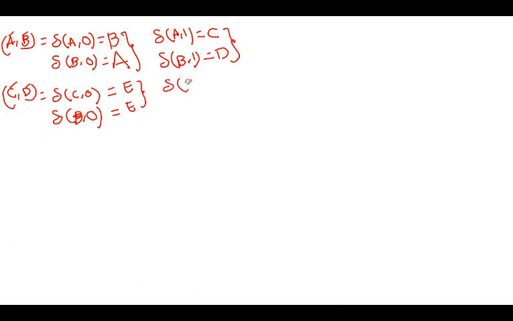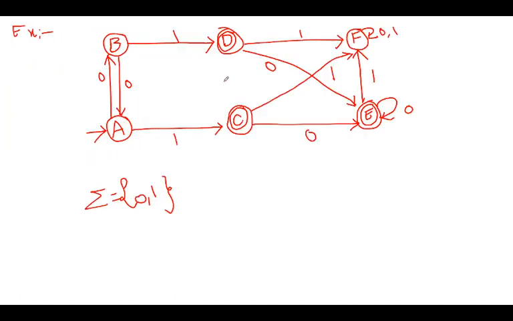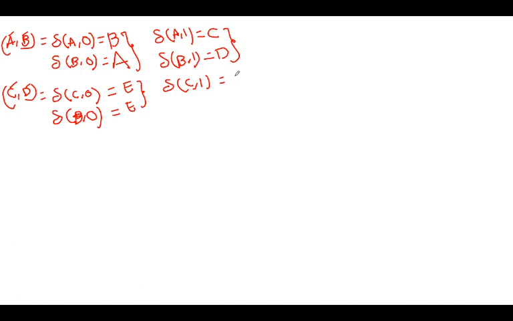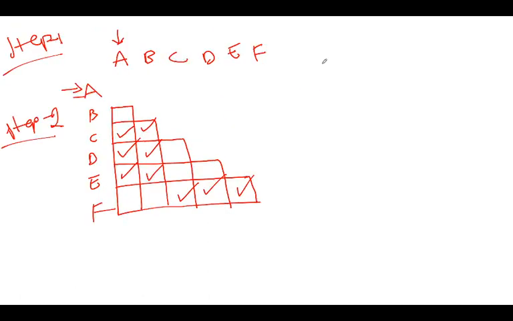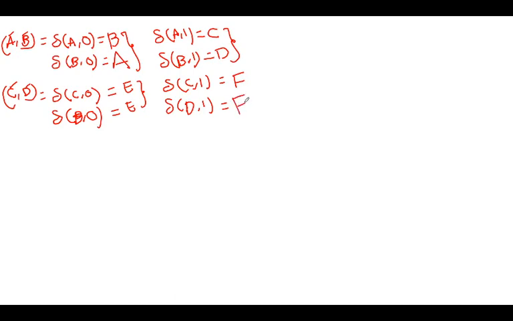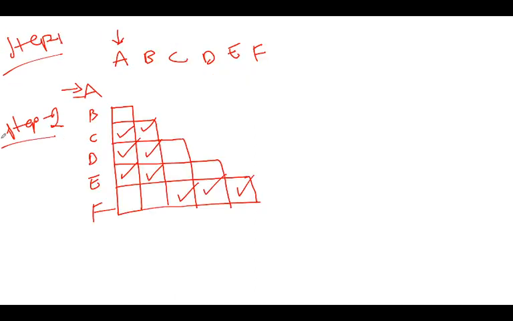Then come to C comma 1, the next input. C on taking input 1 goes to F. Now transition of D comma 1, let's observe it, D comma 1 goes to F also. So FF, there is no block in that diagram, so CD also we skip. Okay, CD is also completed, and another pair is EC.